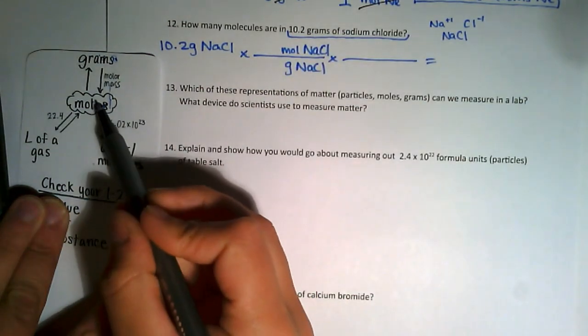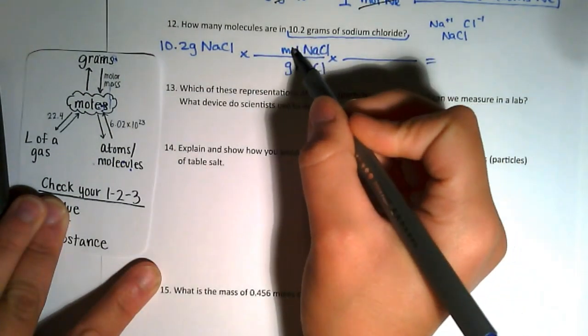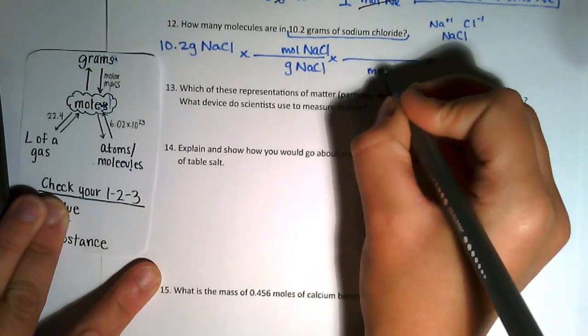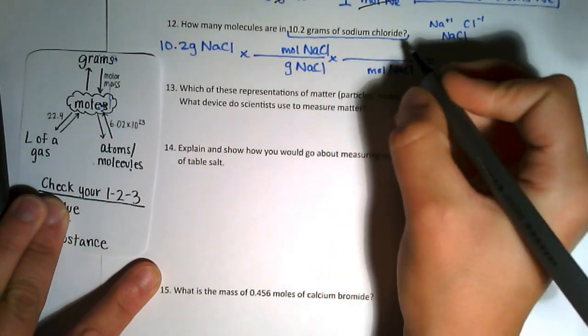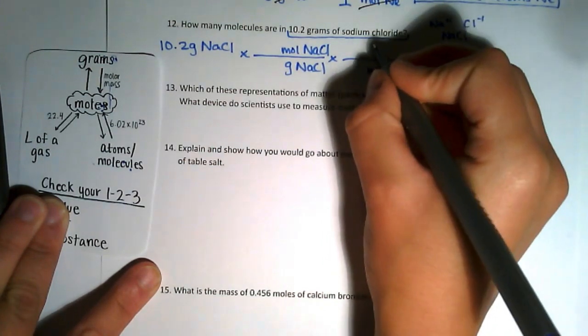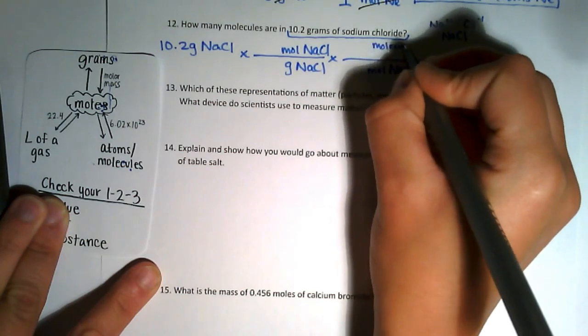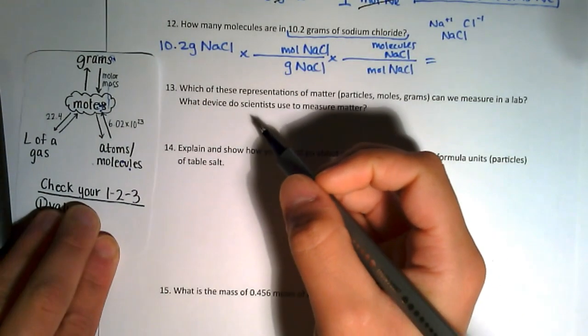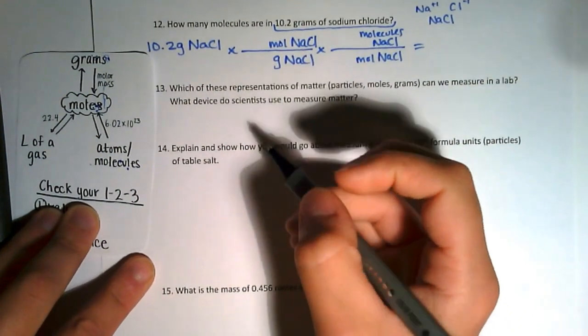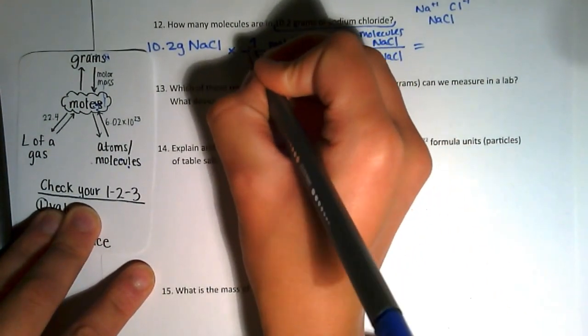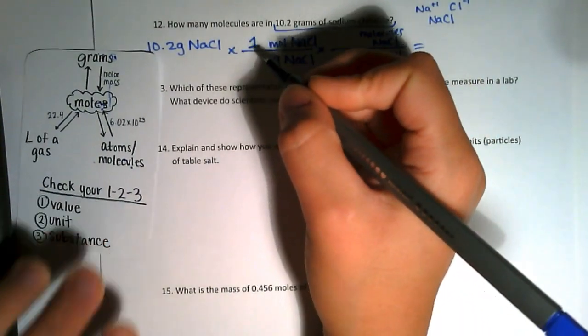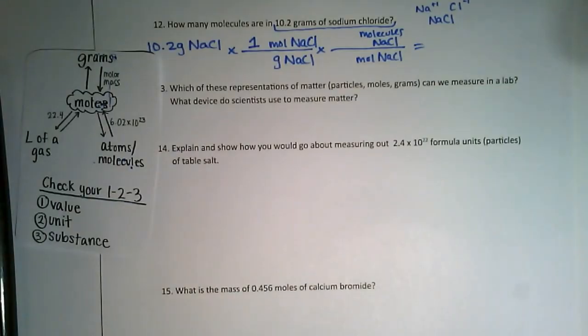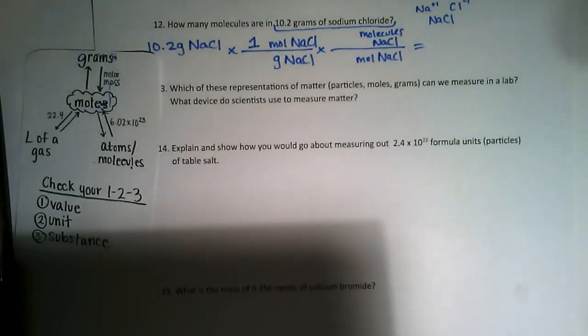And then we need to go from moles into molecules. So moles of NaCl we need to cancel, and we need to go to molecules of NaCl on top. Now we need to fill in our numbers. So in every 1 mole of NaCl, there's some number of grams, and we need to add up the molar mass of Na and the molar mass of Cl.